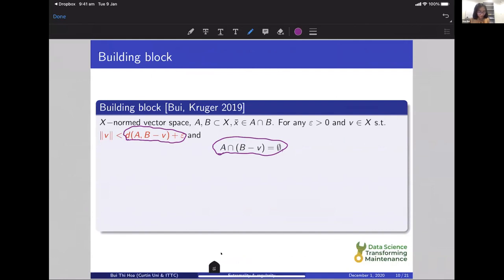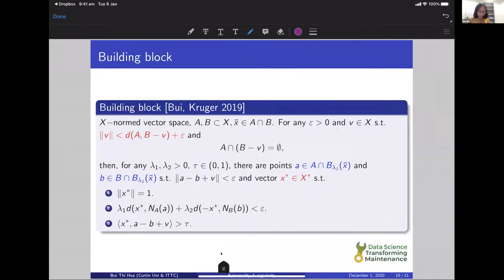So for this building block, we have the analogous result for dual characterizations, with the assistance of points in the neighborhood. The neighborhood here we choose because lambda 1 and lambda 2 are arbitrary, and then they assist a dual vector with norm equal to 1, and it satisfies this. It's not too far from the normal cones of the sets A and B, and it sticks to this direction.